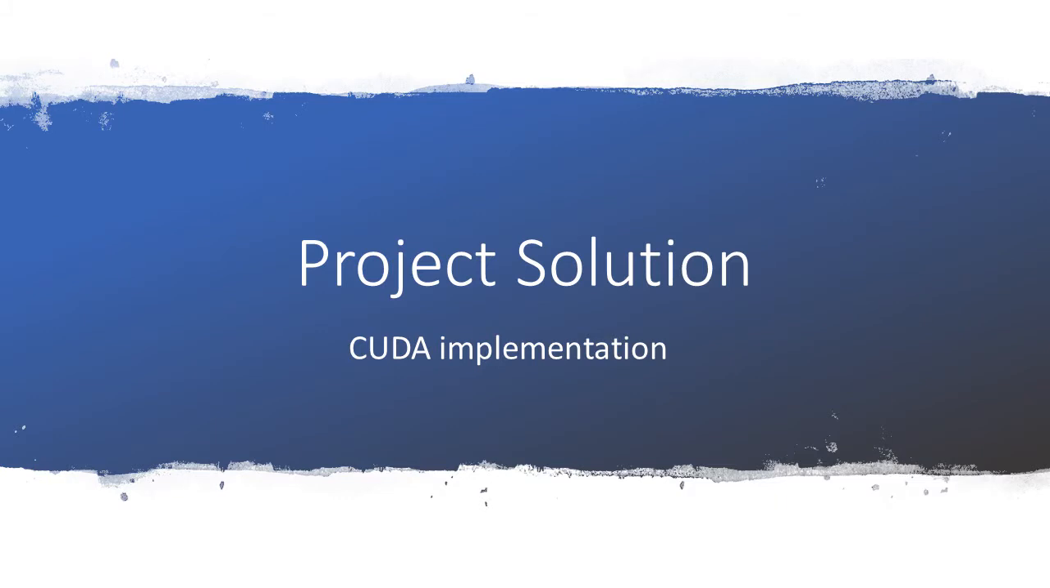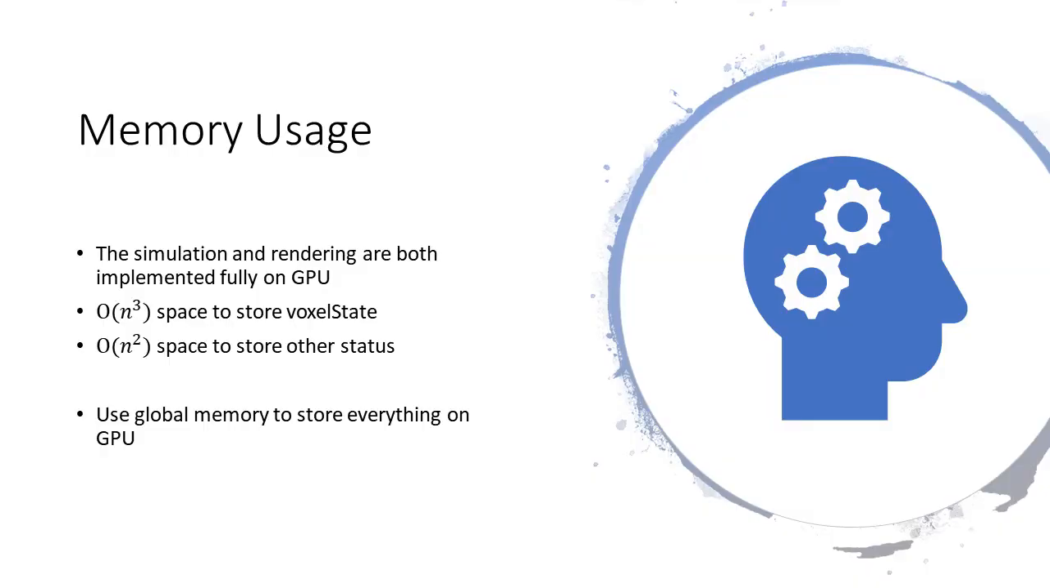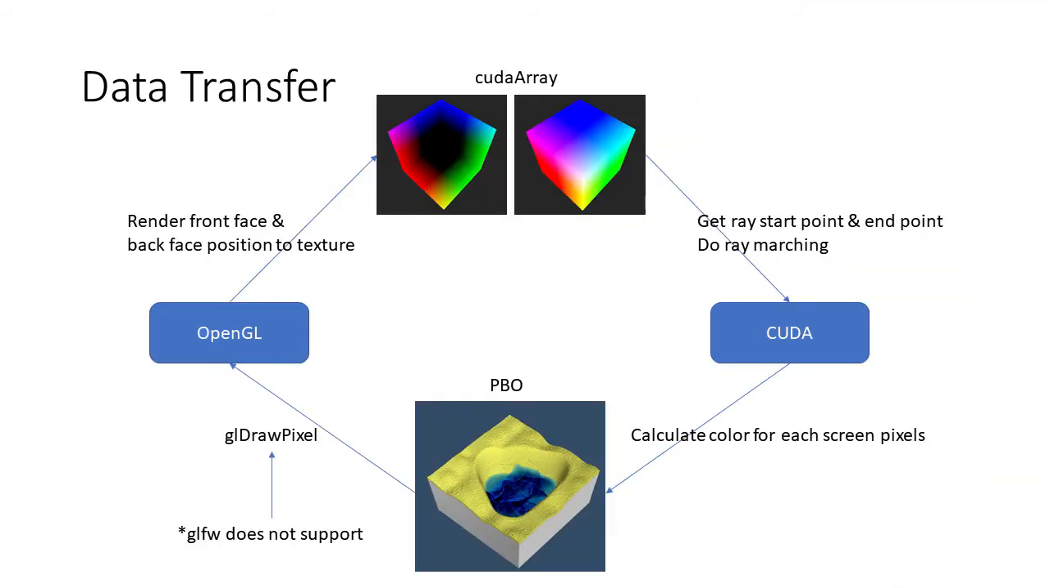The second part of the project solution is the CUDA implementation. The simulation and rendering are both implemented fully on the GPU, so we use global memory to store everything on the GPU. There is cubed n space to store voxel state, and squared n space to store other status. After calculating water and terrain height, we render them using raymarching.